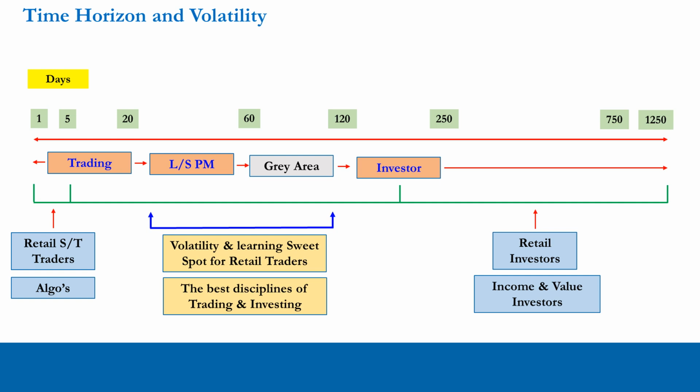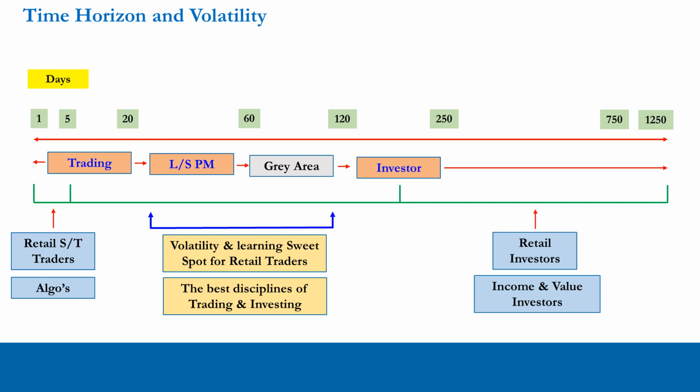So retail traders genuinely don't understand out there in the big world that there's an entire world in the middle. There's an entire world between the classic time horizon of trading, which is very short term, and long-term investing. And it's called long-short portfolio management. The problem that retail traders have is that they're either one or the other, very short-term traders or very long-term investors. They don't know anything in between.